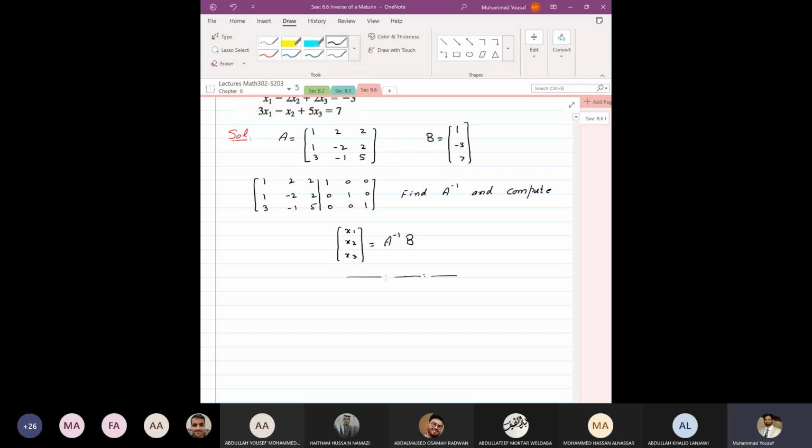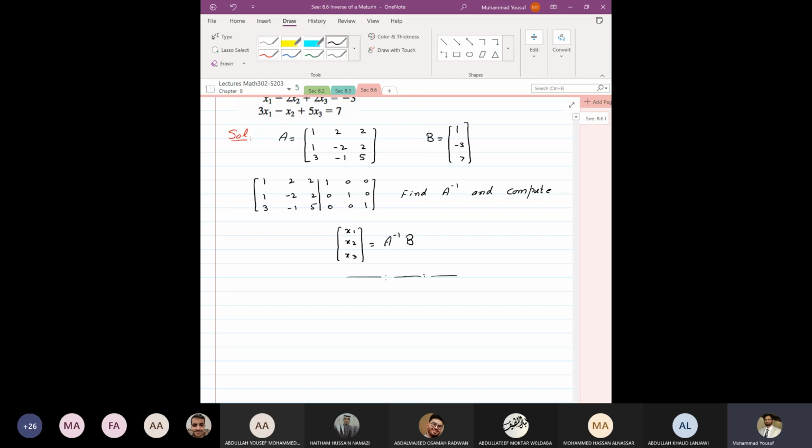Let me save time and do some other thing. In problems 51 and 52, write the system AX equal to B as X equal to A inverse B to solve the system for each matrix B. So this is one system with 3 right-hand side matrices. You can do that.